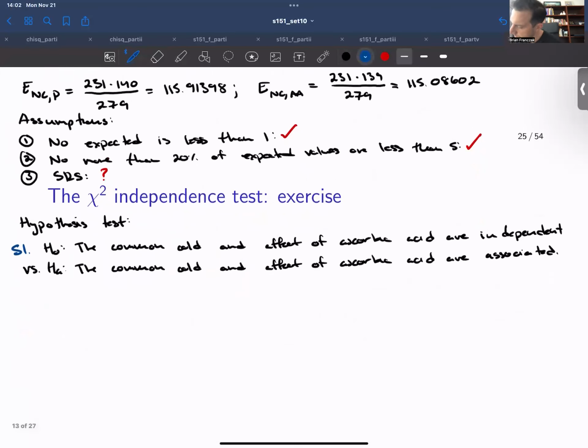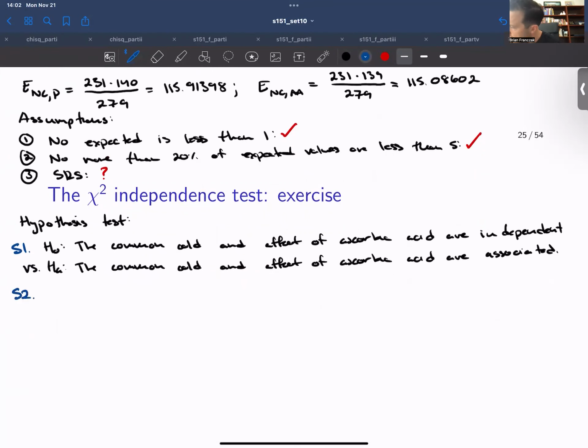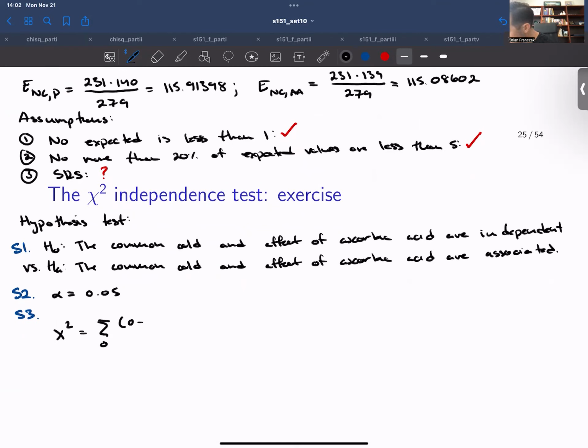Now in step 2, we state our significance level, which is 0.05. On step 3, we compute our test statistic. So this is the exact same test statistic that we used in the goodness of fit test. So we have observed minus expected squared over expected. So the sum across those values.